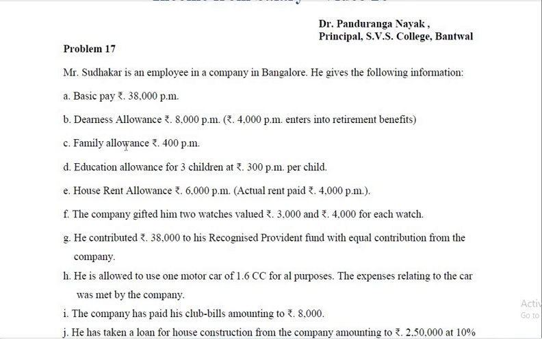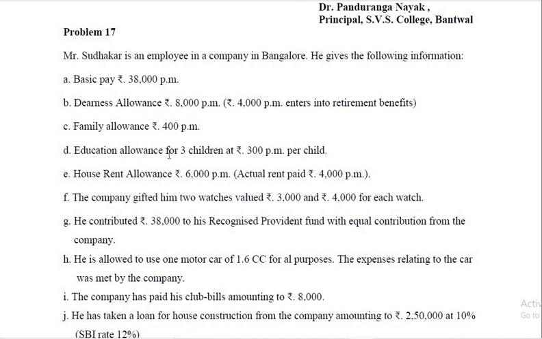Family allowance, it is fully taxable. Then education allowance for 3 children is given per child. Actually, exemption is at the rate of 100 per month for 12 months for 2 children. So, it is given for 3 children, only for 2 children it is exempt. The rate of 100 per month per child is exempt for a maximum of 2 children.